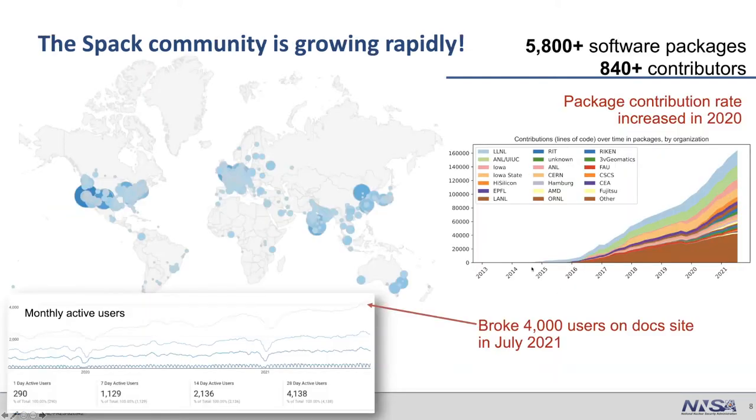It's used widely. I don't think I need to get too far into this, but there are about 5,800 software recipes in Spack that provide some degree of reproducibility for HPC. And there are a lot of contributors working on them all the time. To some extent that detracts from reproducibility, because the stack moves forward so fast.